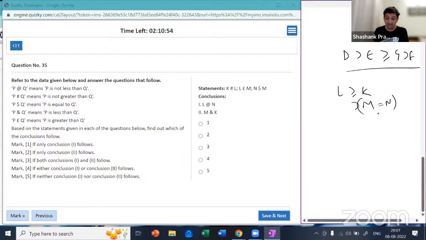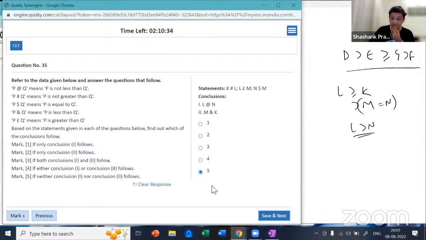L at the rate N, L is not less than N. L is greater than or equal to N. But L is greater than N for sure. So equal to we can't say. M and K are not in the same line, so they are not related for sure. Okay. Again, I think neither follows, because greater than or equal to we can't say. Greater than we can say.